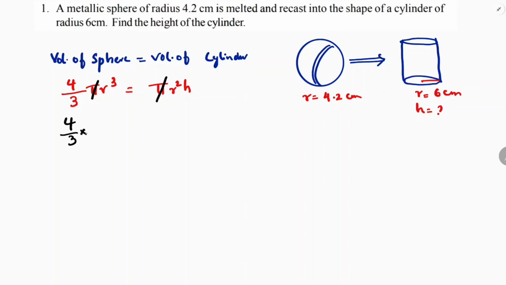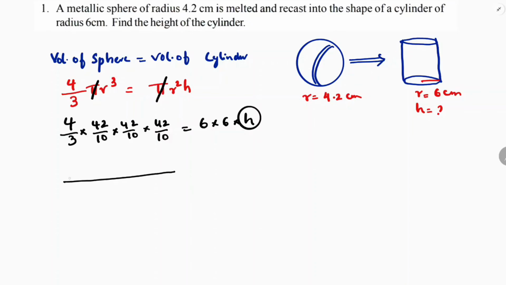4 by 3 into radius of sphere, which is 4.2. So I'll write 42 by 10 into 42 by 10 into 42 by 10 equals radius of cylinder 6 into 6 into h. I need to find h. Now if I calculate this, 4 into 42 into 42 into 42 over 3 into 10 into 10 into 10. This 6 and 6, if I transpose, as it is multiplication, they'll become division, 6 into 6 equals h.